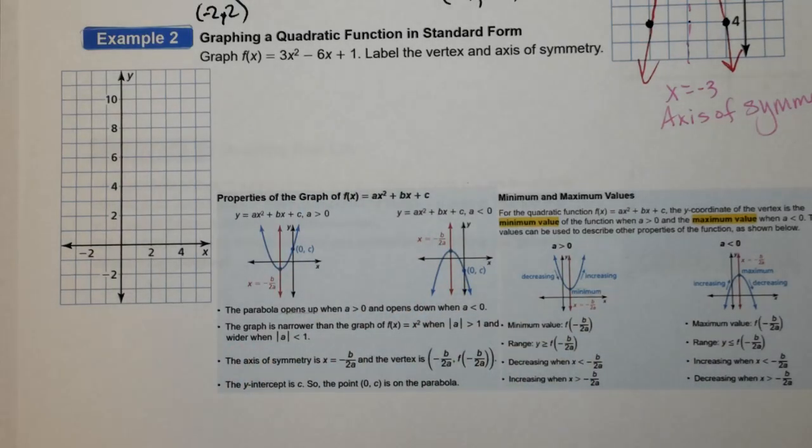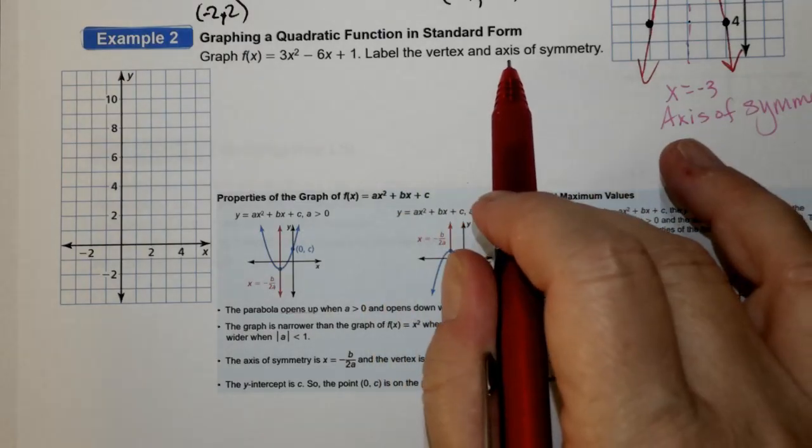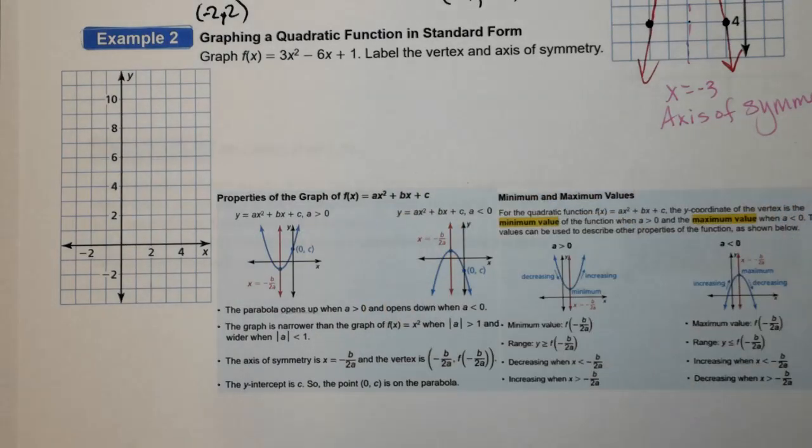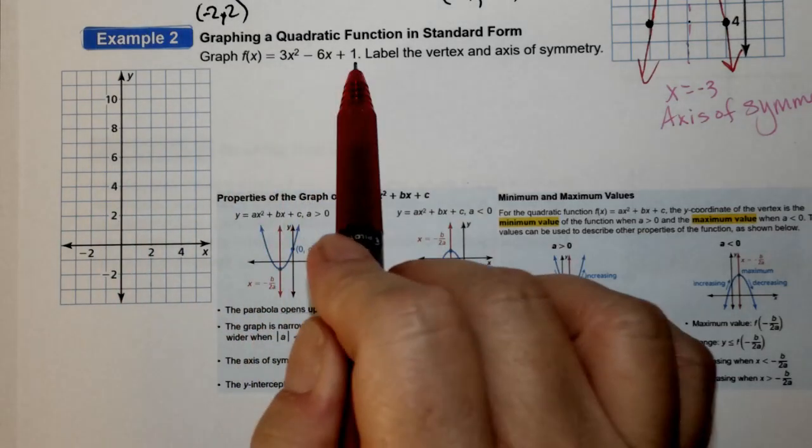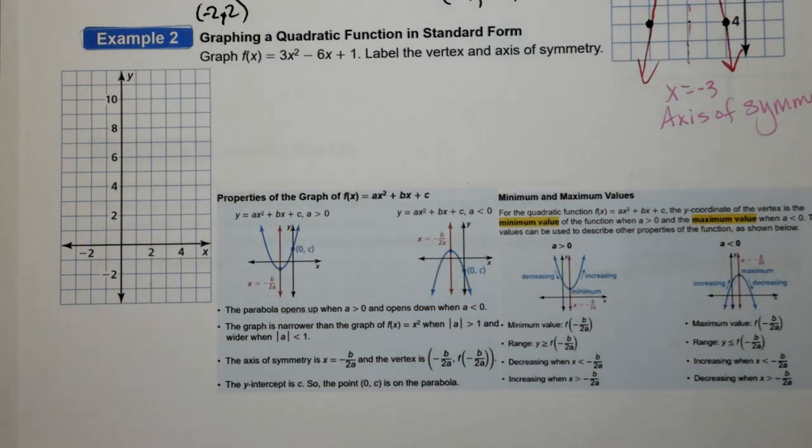All right, so we're graphing. We're labeling the vertex. We're going to label the axis of symmetry. But we don't have the vertex. This isn't in vertex form. It's okay, you can find it.